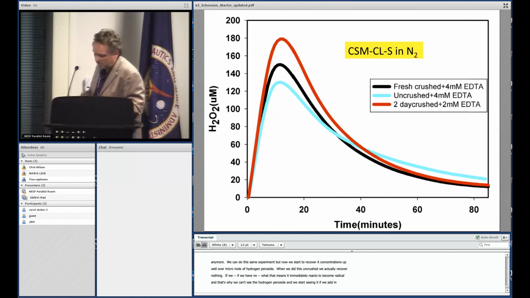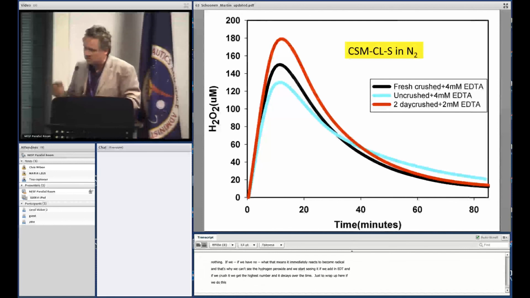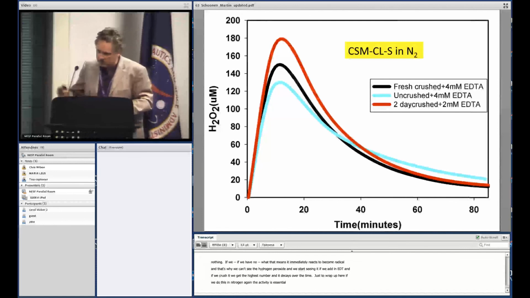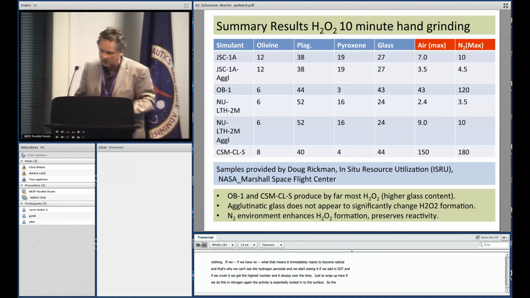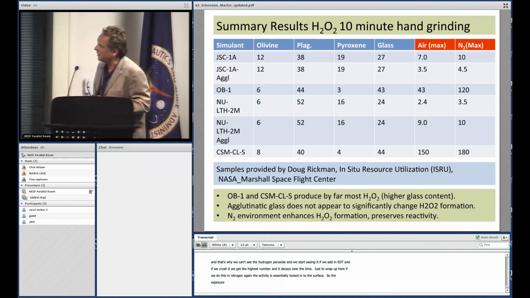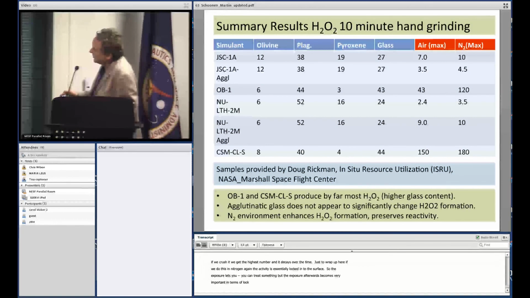This is in air, and just to wrap up here, if we do this in nitrogen again, the reactivity is essentially locked into the surface. So the exposure, what you do, you can treat something, but the exposure afterwards becomes very important in terms of locking in the reactivity.